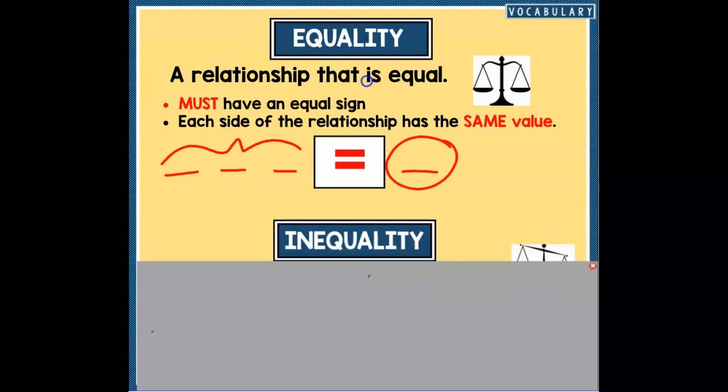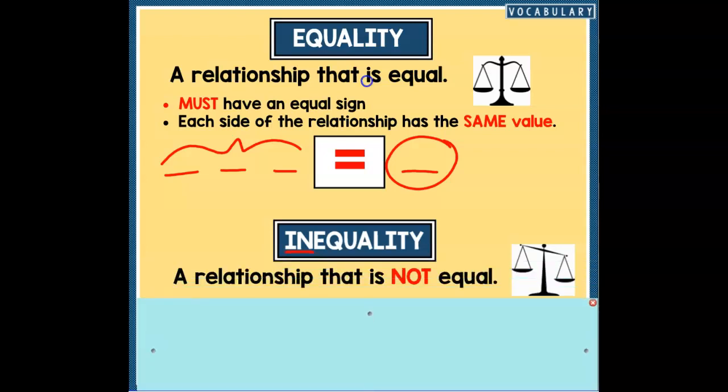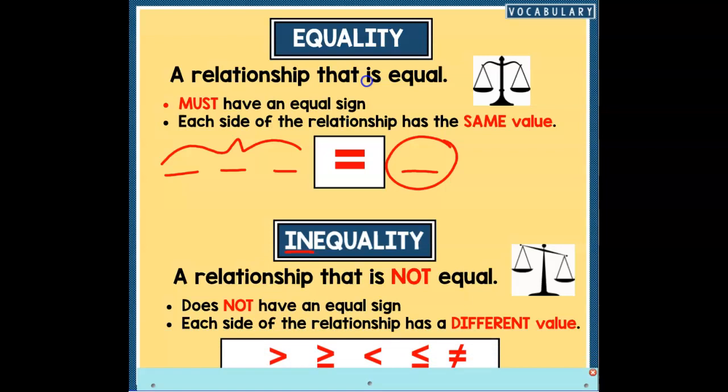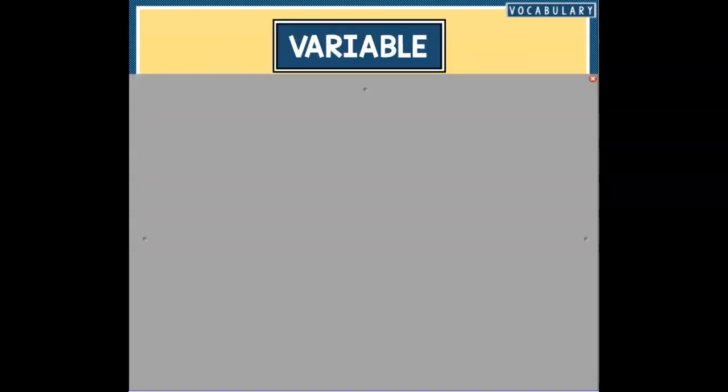An inequality. Now I've just added a prefix in front of it. So an inequality, we've talked about, is a relationship that is not equal. It's not balanced. One side is greater than or less than or not equal to the other. It does not have an equal sign. Each side has a different value. And again, here are our symbols. We've got our greater than sign, our greater than or equal to sign, our less than or equal to, or not equal to sign.